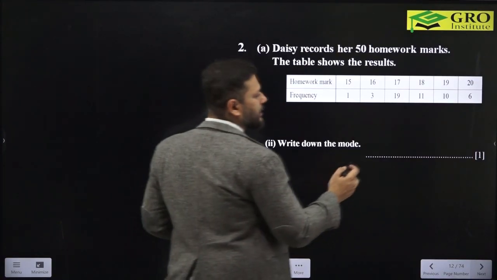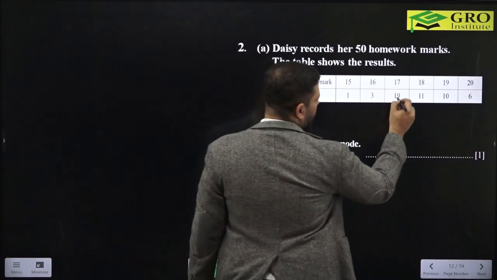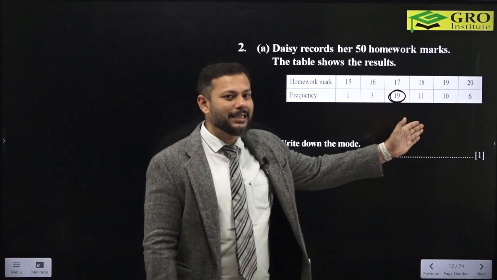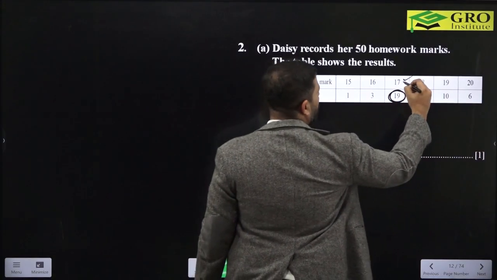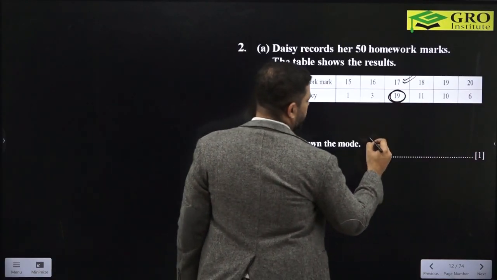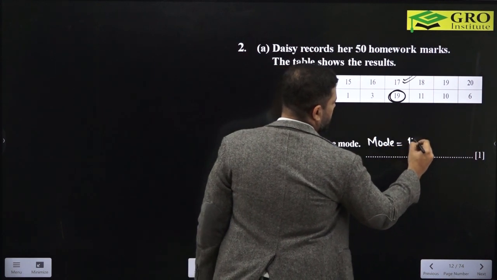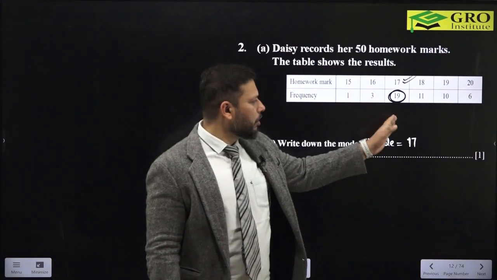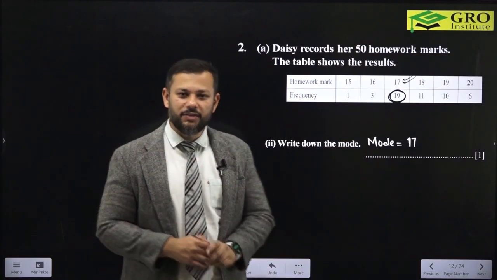If I look at the frequency, the highest frequency over here is 19. So which mark represents 19 times? That is 17. So 17 is going to be its mode. Let us write 17 to be the mode. Mode is equal to 17. Isn't it, guys? Why 17? Because the frequency of 17 is the most, that is 19 times. I hope you are clear with this as well.